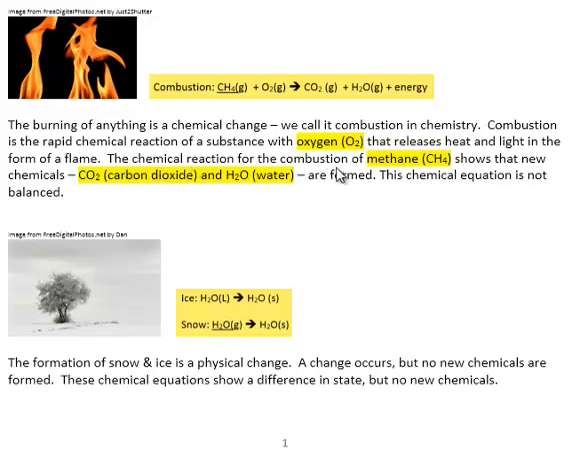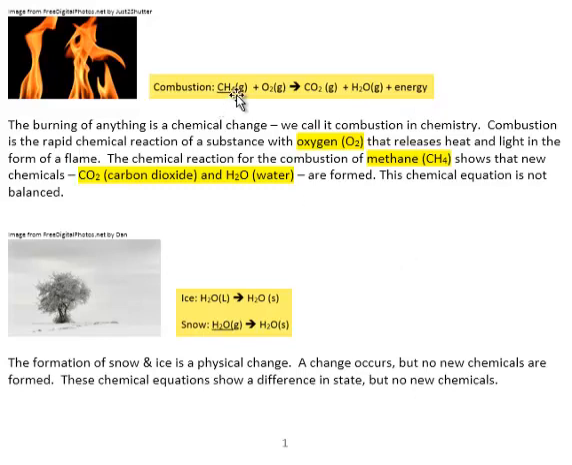The chemical reaction for the combustion of methane, in parentheses its chemical formula CH4, shows that new chemicals, CO2, known as carbon dioxide, and water, H2O, are formed. This is signified by this chemical equation up here, which is not balanced, but we see the chemicals that are reacting, CH4 gas plus O2 gas, go to or form, that's what this arrow means, carbon dioxide gas and water gas plus energy.